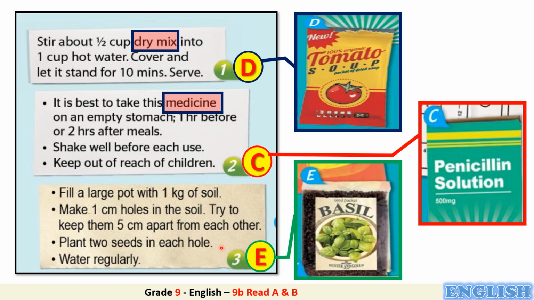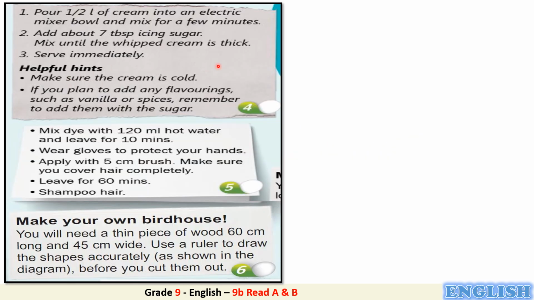Why did we choose E? Because here we are talking about seeds, and this is a picture of basil seeds. Number 4. As you can see in number 4, we have here 3 steps. Number 1. Pour half liter of cream into an electric mixer bowl and mix for a few minutes.